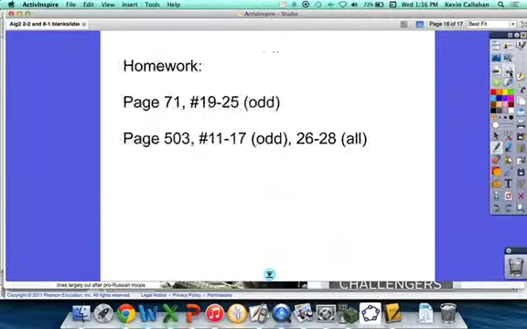Okay, that is it. And the homework comes a little bit from section 2.2, which was only about direct variations, and then the rest comes from section 8.1, which includes direct variations, inverse, and all the different combinations.